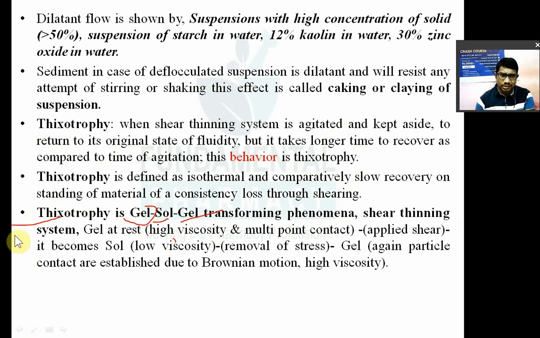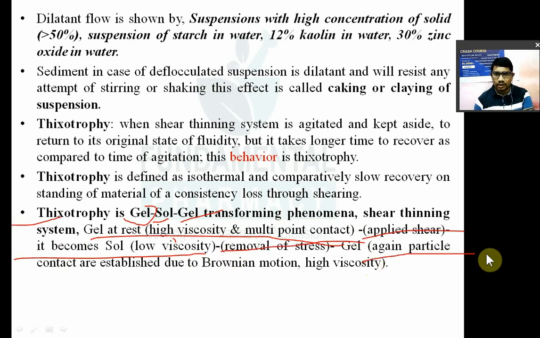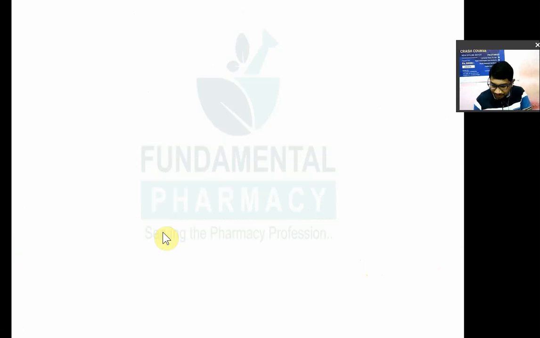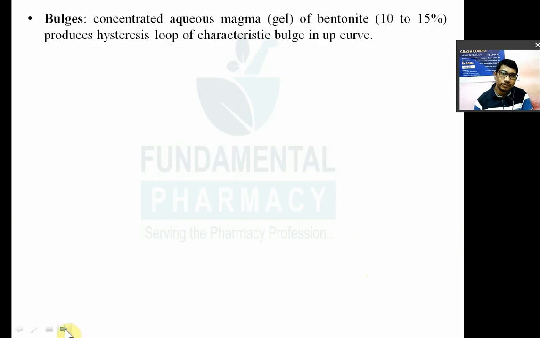Shear thinning system. It is a gel at rest. Okay, gel has a high viscosity and multi-point contact. Now apply shear rate, apply stress, it will become a sol with low viscosity. And after removal of stress, again it will become a gel. Again it will establish the contact due to Brownian motion. It is a high viscosity. So thixotropy is nothing but the gel-sol-gel phenomena. You have to remember the gel-sol-gel phenomena.